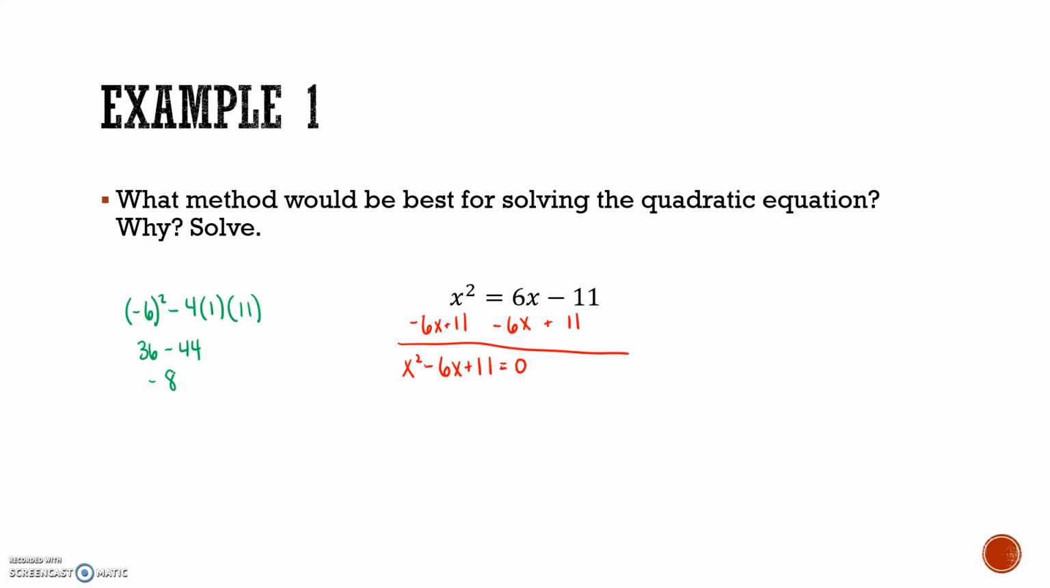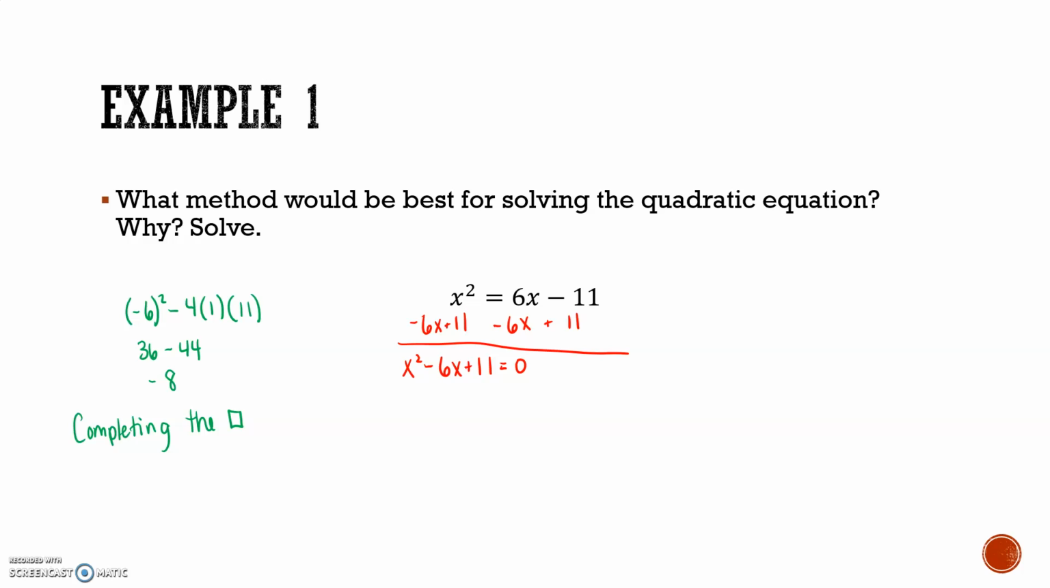All right, so because I got a negative number, let's practice completing the square. We could use quadratic formula as well, but I'm going to use completing the square, because it is a negative number. So I'm going to solve this using completing the square.